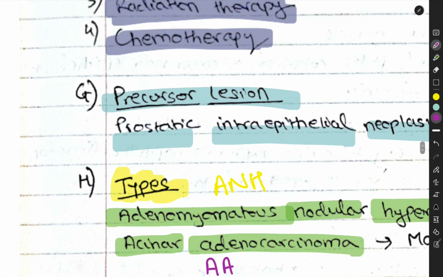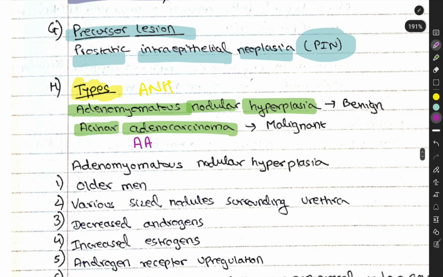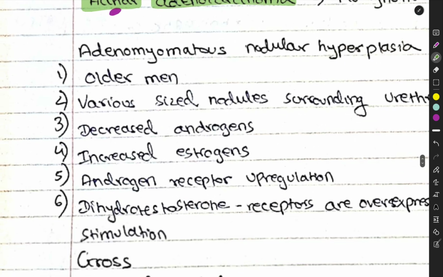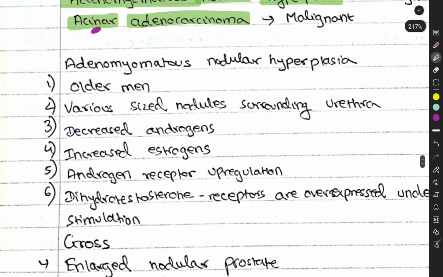Acinar adenocarcinoma, AA. Acinar is like how the gland is looking like, and adenocarcinoma means like a cancer in a gland. So this is easy to remember. And adenomatous nodular hyperplasia just means it's a growth of the cells, like the cells have become hyperplastic.